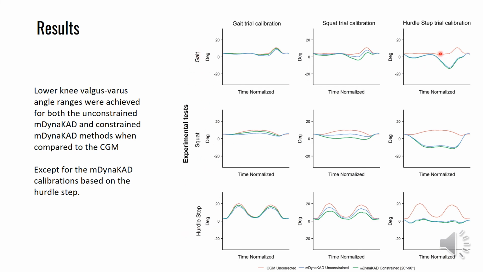And what we can see is that for the activity of gait, when we apply the offset calculated from the hurdle step trial calibration, this actually increases the knee varus angle. And so the DynaCAD method hasn't improved our dynamic knee valgus varus angle here. However, when the calibration activity was a hurdle step and was applied to the hurdle step itself, we can see that the DynaCAD methods improve this artifactual dynamic knee valgus varus angle.